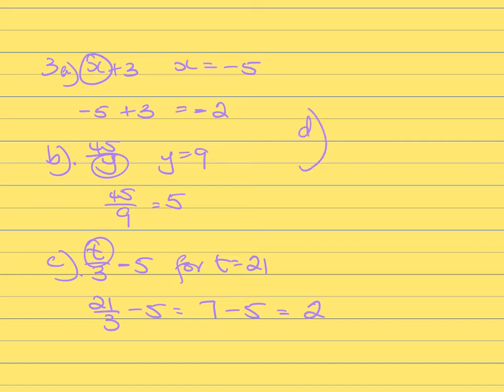And d, p cubed for p equals minus 3. So minus 3 cubed is minus 3 multiplied by minus 3 multiplied by minus 3. Minus by minus is a plus, and then that plus by minus is a minus, 27.